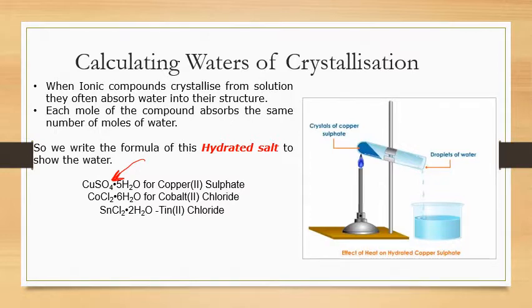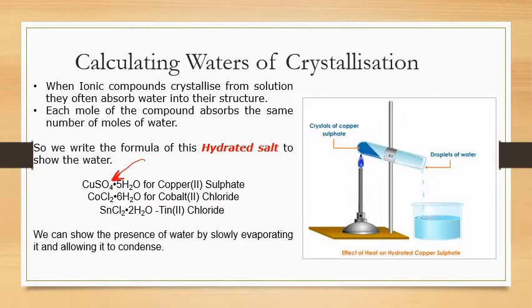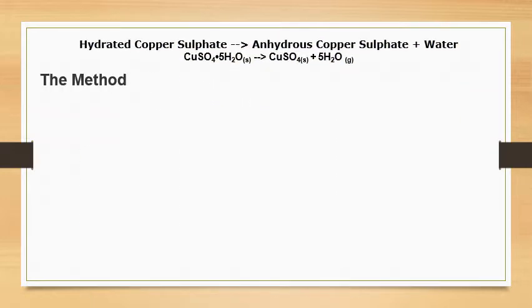And how do we find the waters of hydration? Essentially, you show the presence of water by slowly evaporating the crystals with a Bunsen burner flame. The water comes off, evaporates off, condenses in the test tube and drops out, and you can measure the mass of the water that's been released. So what is the method? Here is the equation for hydrated copper sulfate, CuSO4.H2O. Hydrated just means that it has water in it. It forms dry copper sulfate and water.